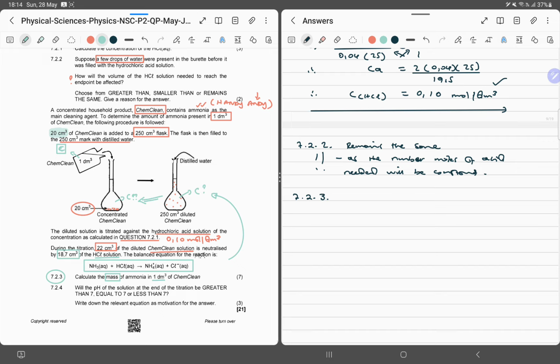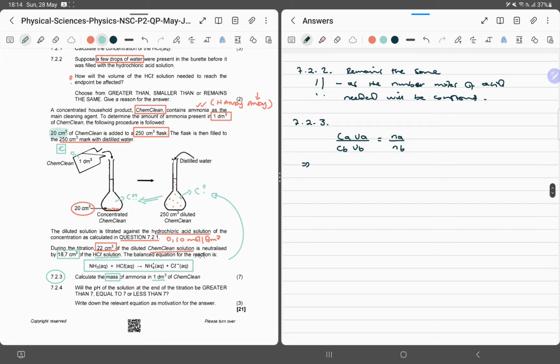So we're going to start. We want the concentration of our ammonia, basically. So since this is a complete titration, we can use our titration equation CA VA over CB VB equals NA over NB. Okay, when everything gets taken to the end point, this becomes our means to an end. So now what is the concentration of the acid? It is 0.10, times the volume of the acid that we used, which is 18.7.